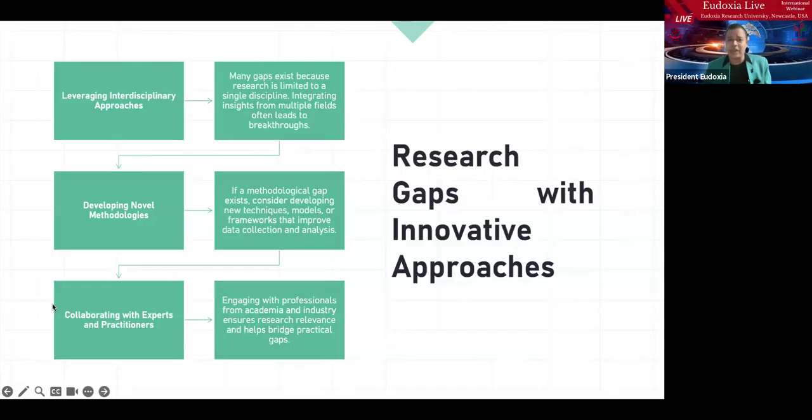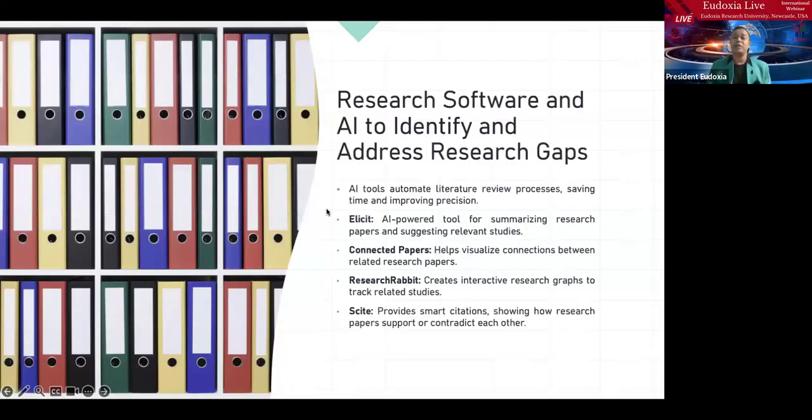Then thereafter, of course, you can collaborate with expert practitioners and engage industry persons. Engaging the real people, those who are doing the work, will give you the best result in your qualitative research design. Now coming to the most trending part, yes, of course, the research software and artificial intelligence. So you see that we can use some software.